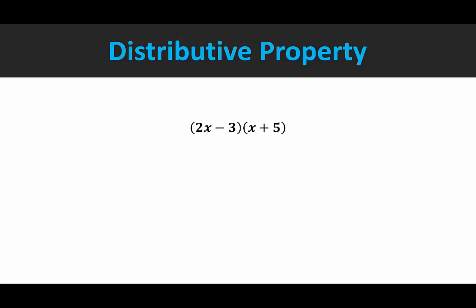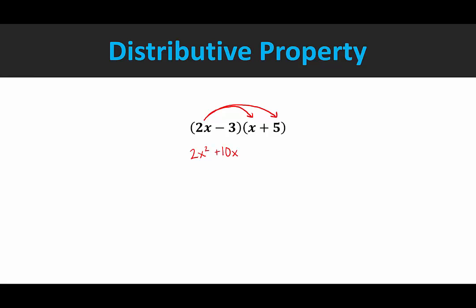So if we're using the distributive property to multiply these two binomials, we're going to draw on our arrows just like we've done in the past. One set of arrows for the first term, 2x. I'm going to draw them to the x and to the plus 5. Remember that the arrows need to multiply. So 2x times x gives me 2x squared. And 2x times 5 is plus 10x.